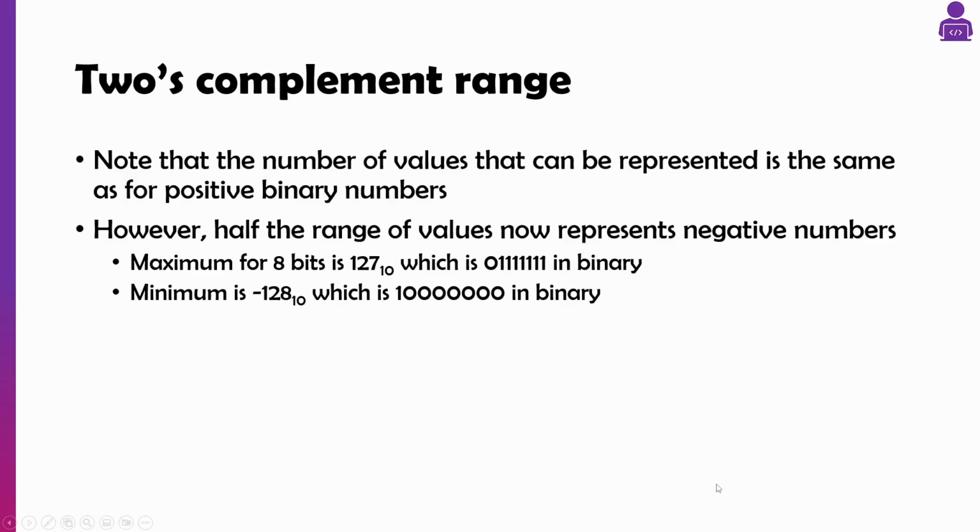Now, one thing we have to think about is that the number of values that can be represented is reduced. Because we can't use the MSB, because that's telling us if it's 0 or 1, the biggest positive number you can get is 127, and the minimum is -128.